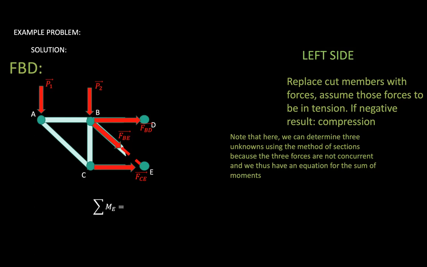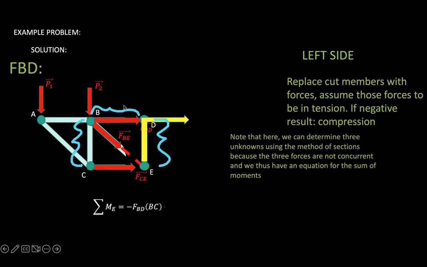So the sum of the moments about the point E, this point over here, will be equal to negative FBD times BC. Why BC? Because basically this distance over here, BC is equal to BD. We have simply moved the vector BD along its line of action. We have displaced this vector over here. And then we have noted that the R length, we have shifted this R length over here.